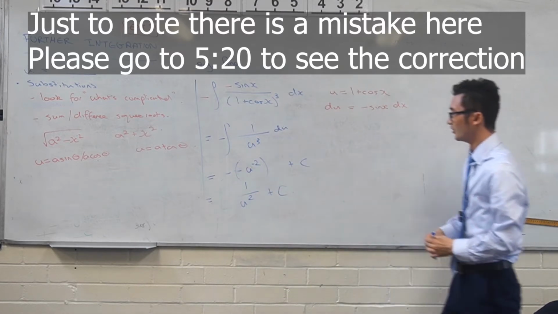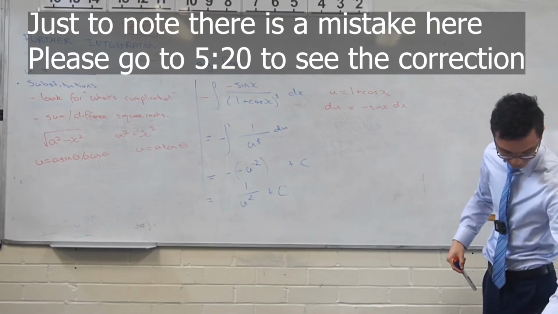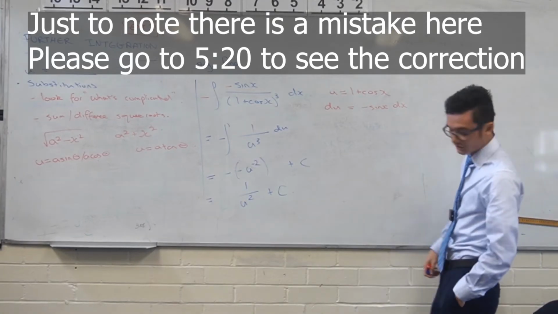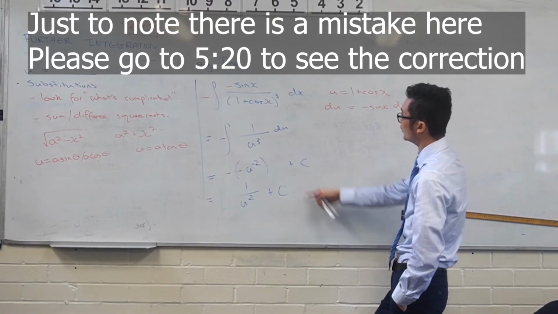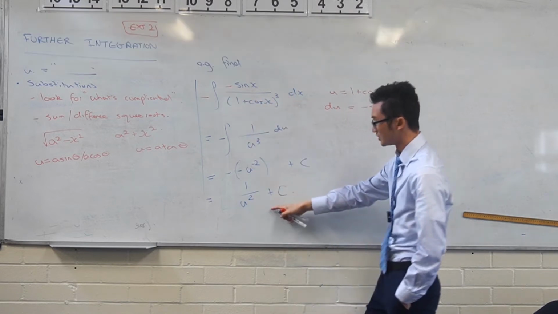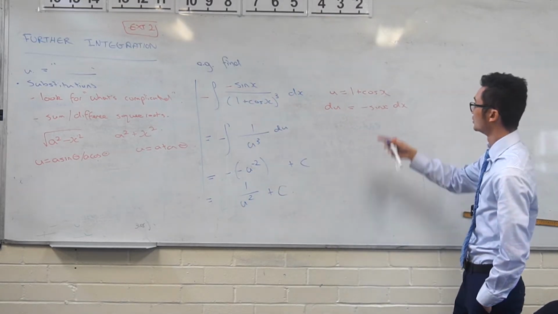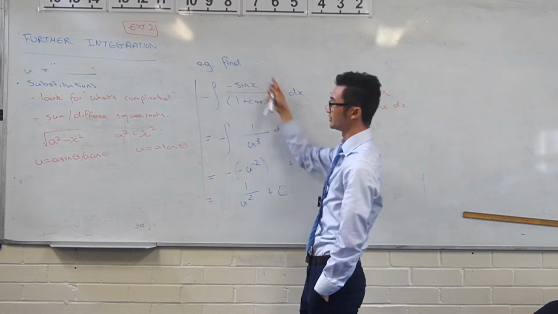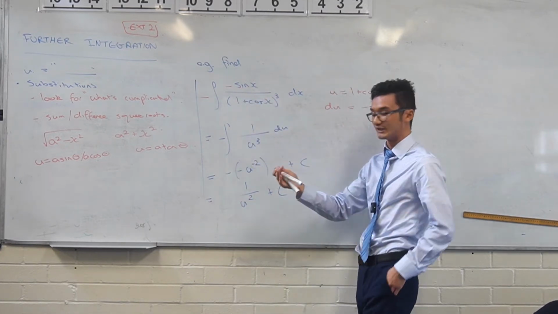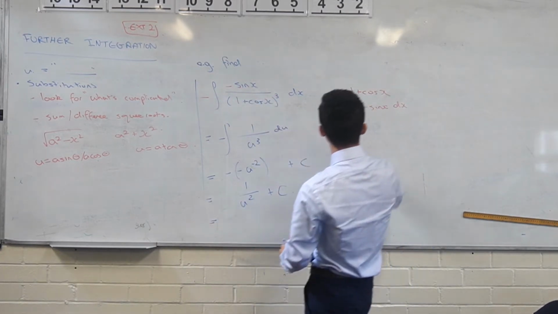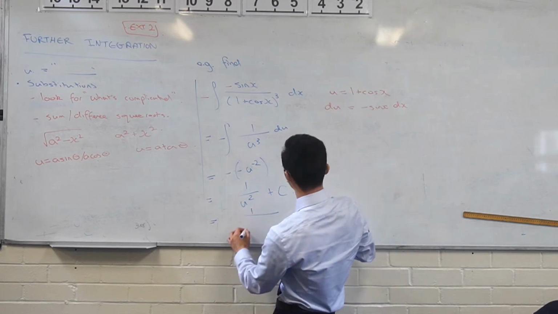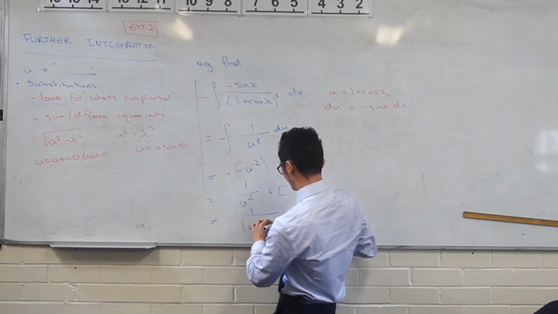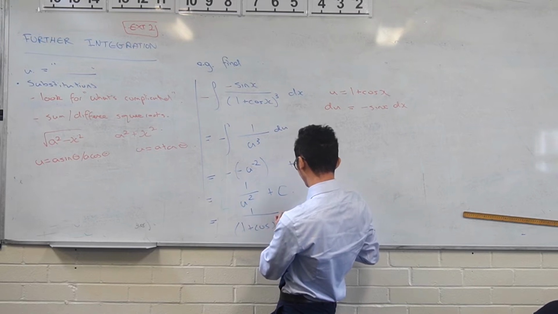A couple of things to note. When you put that in, just be aware that when you have this expression, we live in terms of u, we do want to leave it in terms of our original question, because this is asking us to find this, right? This is not really a complete answer. So we just finish it off, and we have 1 on 1 plus cos of x all squared, plus our constant. Okay.